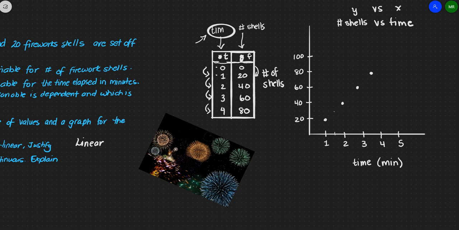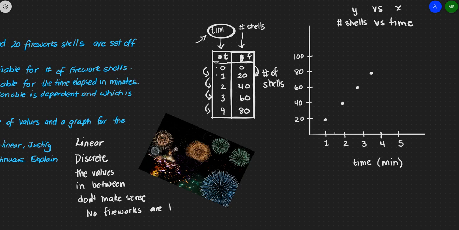So in that case, this is continuous. Sorry, my bad. I see continuous, so I write continuous. Is discrete, because the values in between don't make sense. No fireworks are being set off between the minutes. And that's the end of the question.